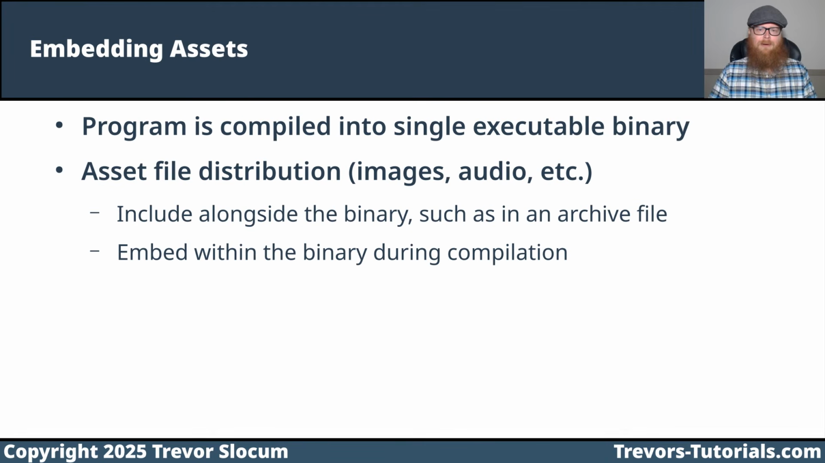When we compile our program, we end up with a single executable binary. So if we want to use asset files like images, audio, or anything else with our program, we have to include them somehow with the program. We could just include them with the binary in an archive file like a zip file, but it's easier if we embed the files directly into the binary during compilation, and that's what we'll do in this tutorial.